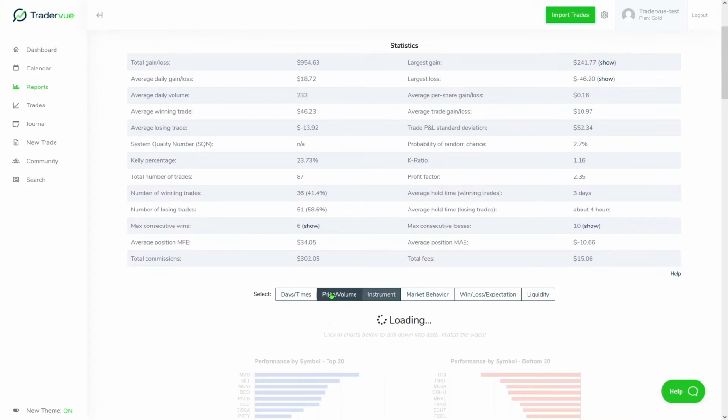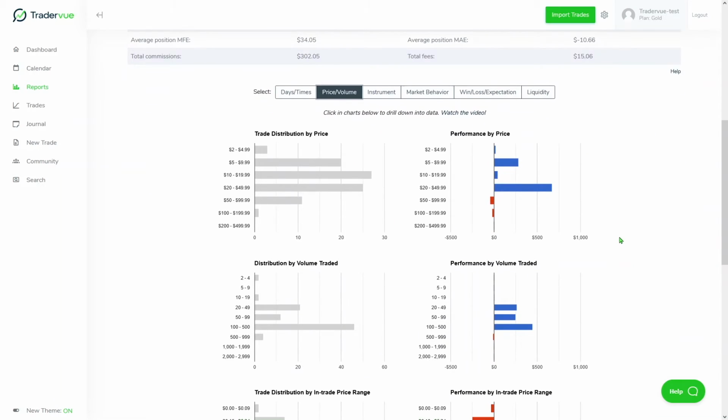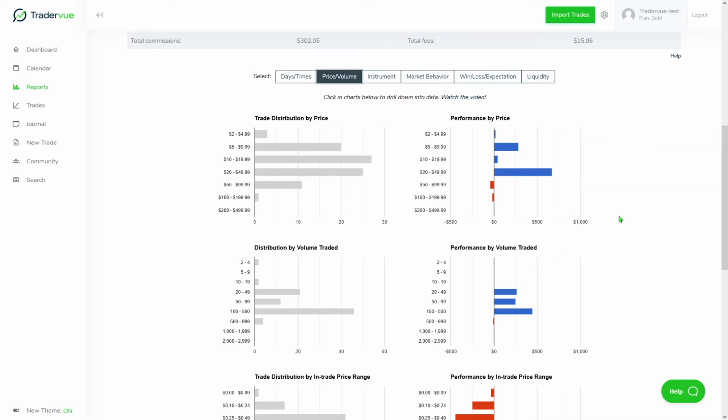So let's take a look at another section that could bring a lot of value to our trading. Let's go to the detail tab, and then look for price volume. Here you can see all of your trades broken down by price and volume and performance, of course. For example, this trader is doing really well on trades between $2 and $50, specifically between $20 and $50, and some between $5 and $9.99, which is $10 basically. So this is telling you that the niche of this trader is low price stocks, lower than $50 at least, and the best performance comes when he trades stocks between $20 and $50. So this trader should be doing more of that.